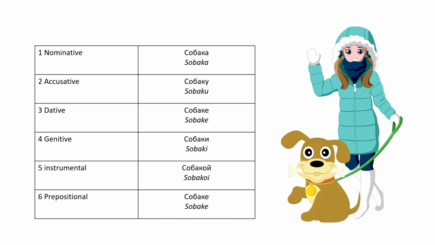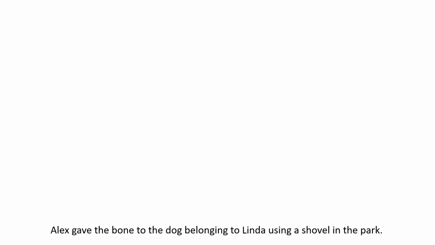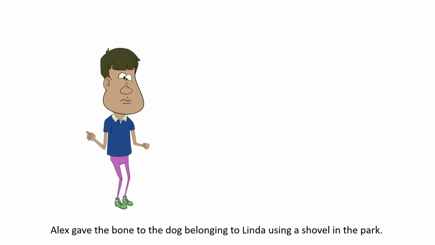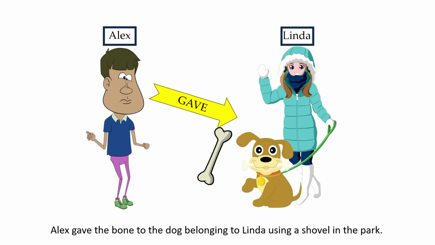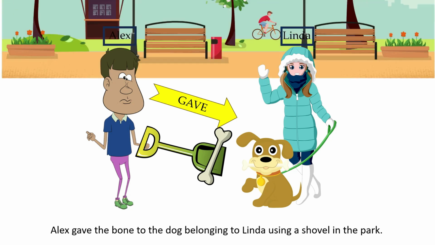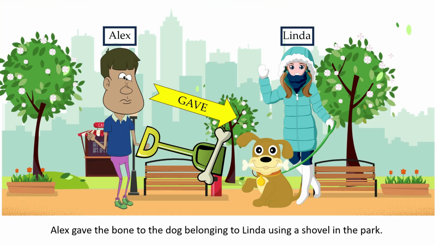Let me give you an example. Okay, let's create an imaginary sentence. We've got a story here. Alex gave the bone to the dog belonging to Linda using a shovel in the park. So this is Alex. He gave something, which is a bone, to the dog belonging to Linda, using a shovel in the park. So we've got a nice story going on here.